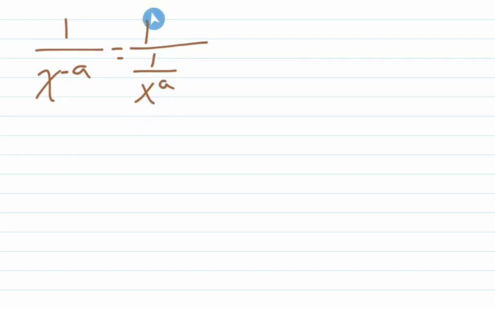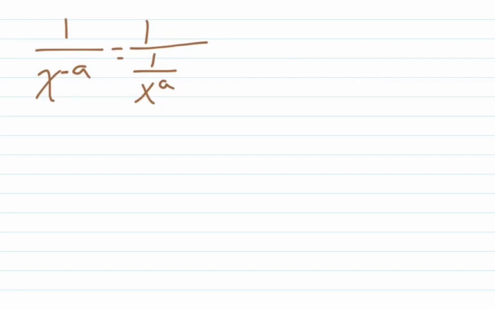So if you have 1 over x to the negative a, we know that x to the negative a is 1 over x to the a. Now that right there looks terrible, but it's not. It's called a compound or complex fraction, and it's when you have a fraction inside a fraction. So the denominator of the fraction is a fraction. They look awful, like the scariest thing ever, but they're actually not that bad.